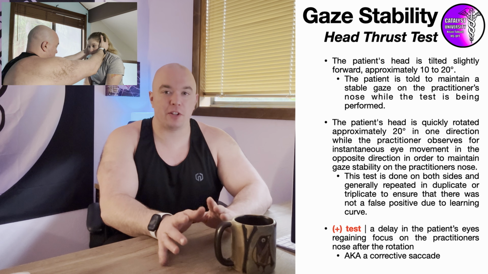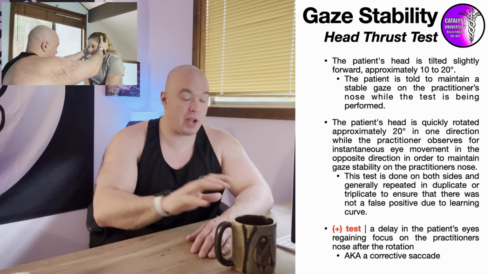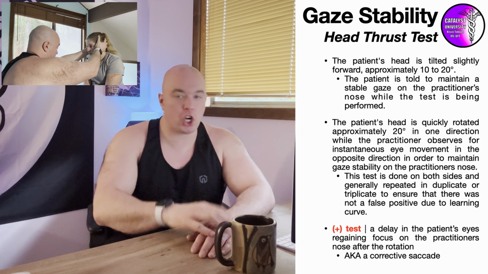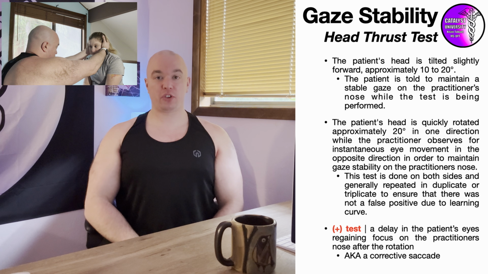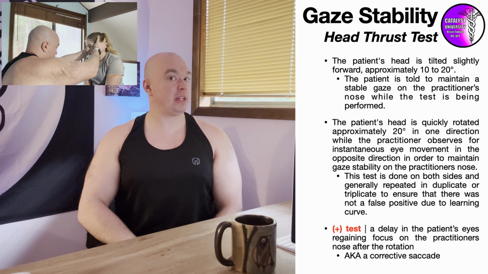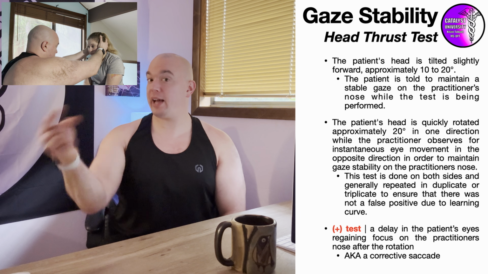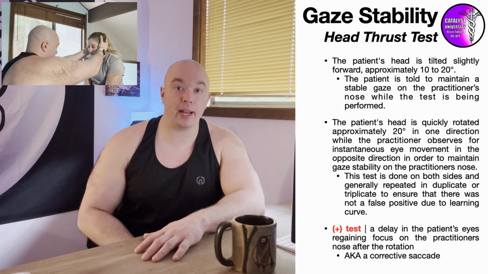Now, a positive head thrust test would be indicated by a delay in the patient's eyes regaining focus on the practitioner's nose after the rotation. This delay is known as a corrective saccade. So when this test is negative on each side, you would essentially see this. I rotate my head left, eyes instantaneously rotate right to maintain gaze stability. I quickly rotate the patient's head right, eyes rotate left to maintain that gaze stability on the practitioner's nose or whatever the target is.